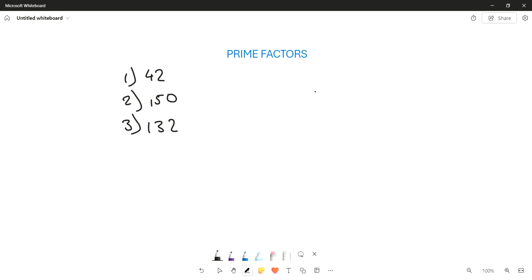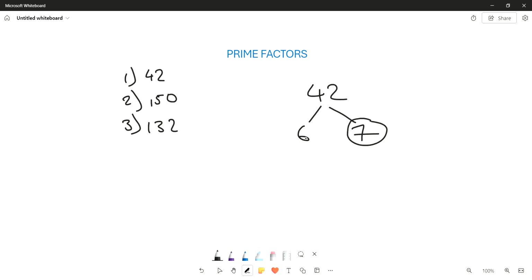So let's say 42. We want to find the prime factors of 42. We're trying to write 42 as a product of prime numbers. So how do we do that? We're going to use a factor tree. So what are two numbers that multiply together to give 42? 6 and 7. Now when you're doing this, anytime you find a prime number, you circle it and you stop. So which of these is prime? 7. So we're going to circle it and we're going to stop.